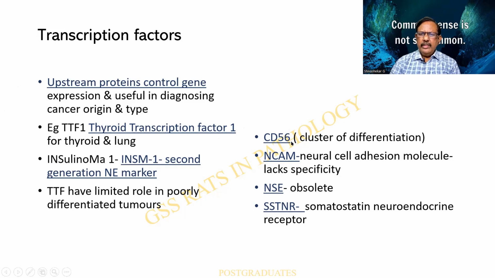And there is also the cluster of differentiation, NCAM, neural cell adhesion molecule, and NCE, they say it is obsolete nowadays, though it has been mentioned in some of the references. And SSTR, somatostatin receptor. So kindly have this so that you will be able to rattle off at least a few of the transcription factors which are essential in the diagnosis of the neuroendocrine neoplasia, be it epithelial or non-epithelial.